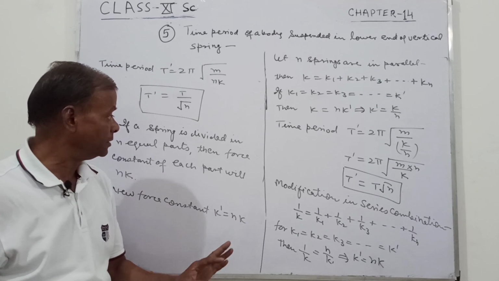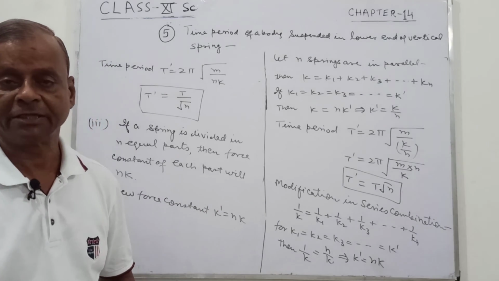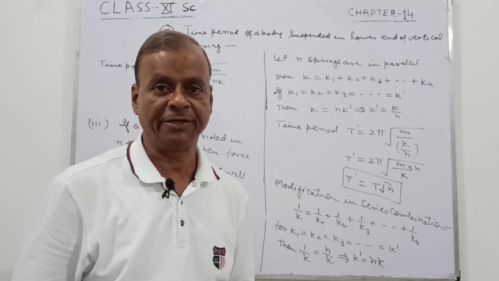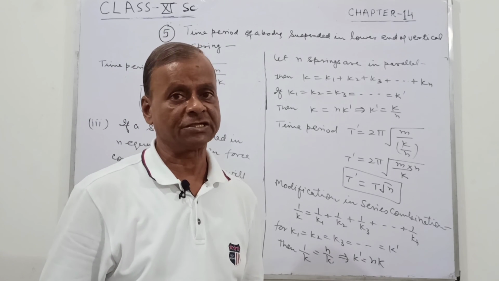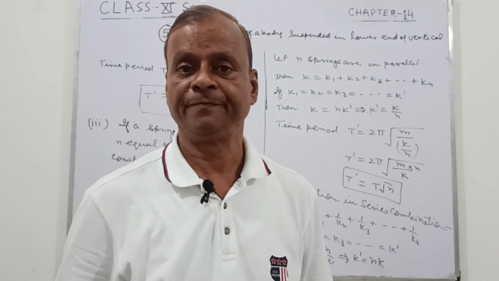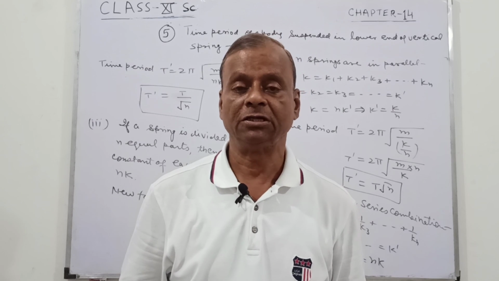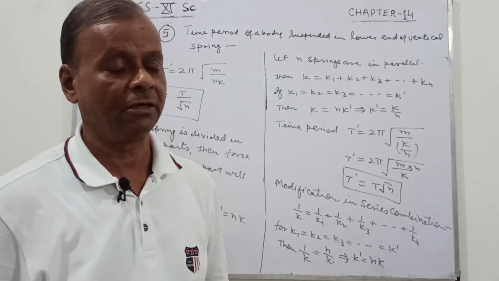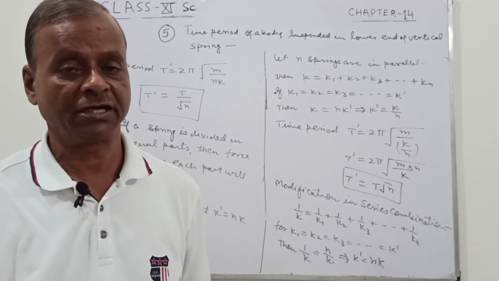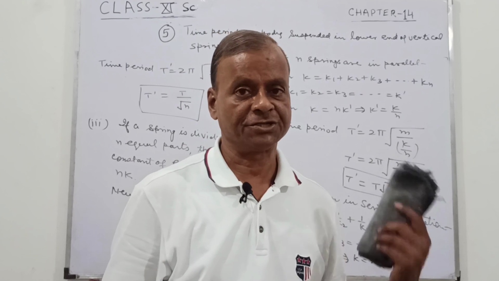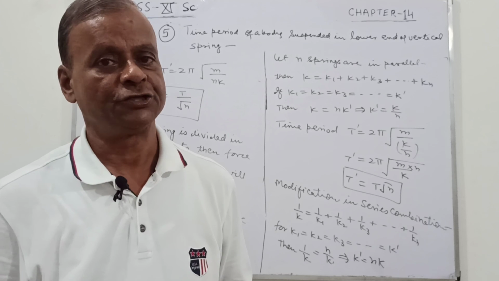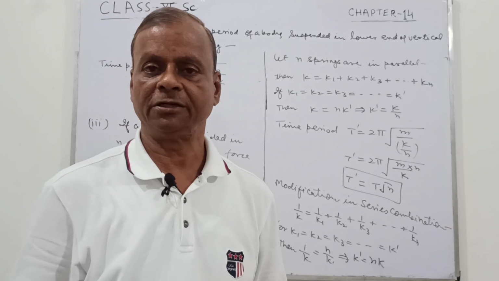So thus when the spring is divided into equal parts, then their force constant increases by the number of parts which are made from the spring. Two parts, then 2 times, then 3 parts, then 3 times, 4 parts, then this is now 4 times. So this is what the oscillations of the simple body attached at the lower end of the vertical spring or the horizontal spring. So for both we are having this time period. So this is about the spring, the motion of the body attached to the spring.